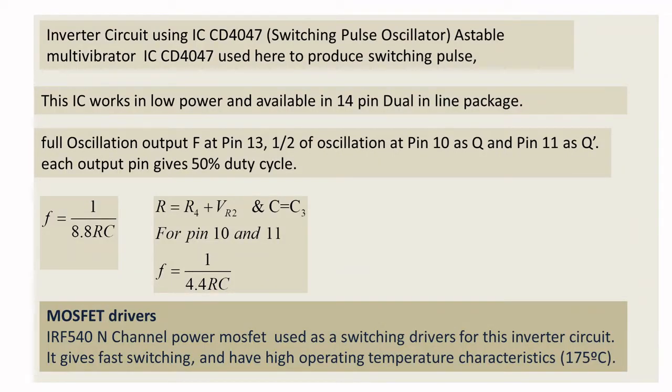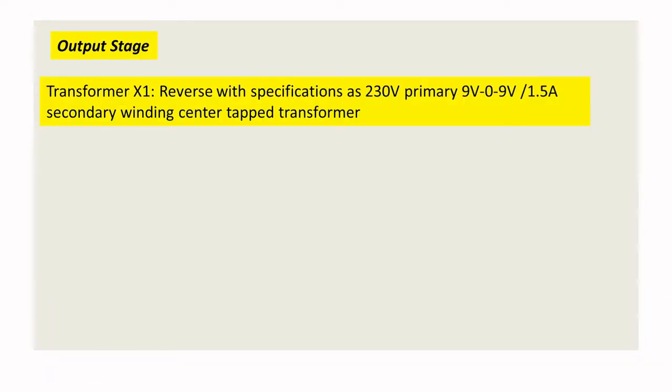As I said on the slides, the 10th pin and 11th pin will take half of the duty cycle, so F equal to 1 by 4.4 RC. The following output will be fed to the MOSFET drivers, and subsequently your output stage will be passed on to the transformer.